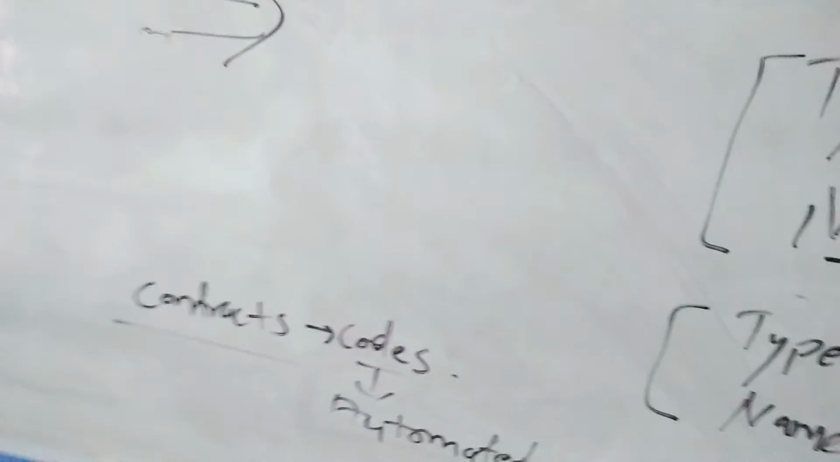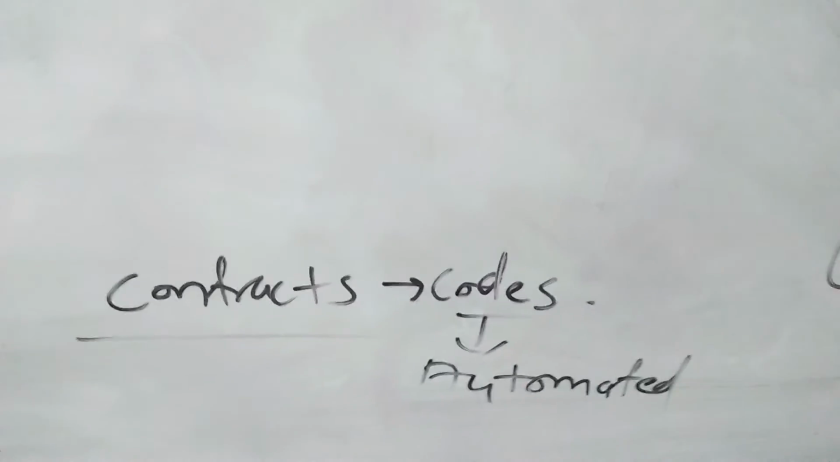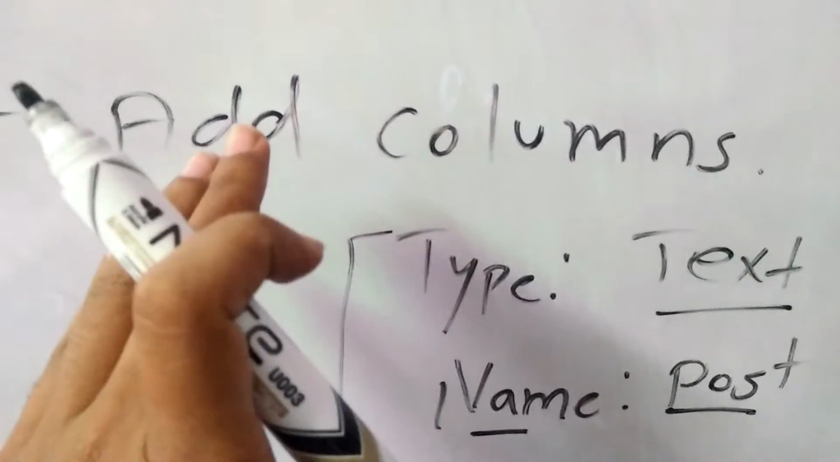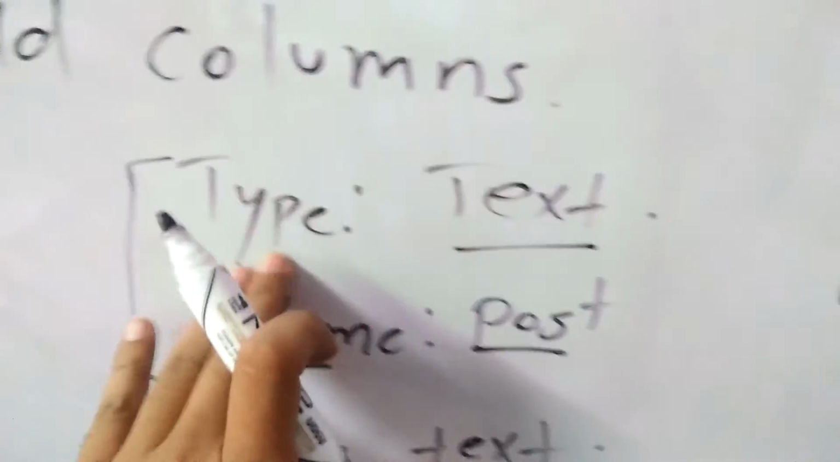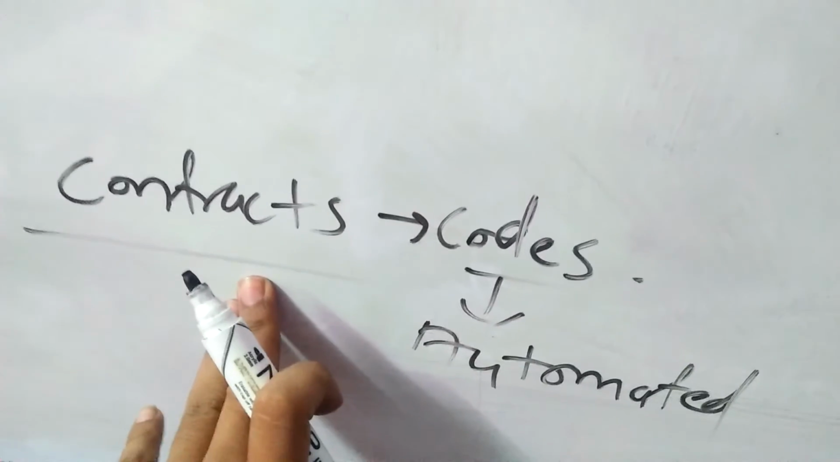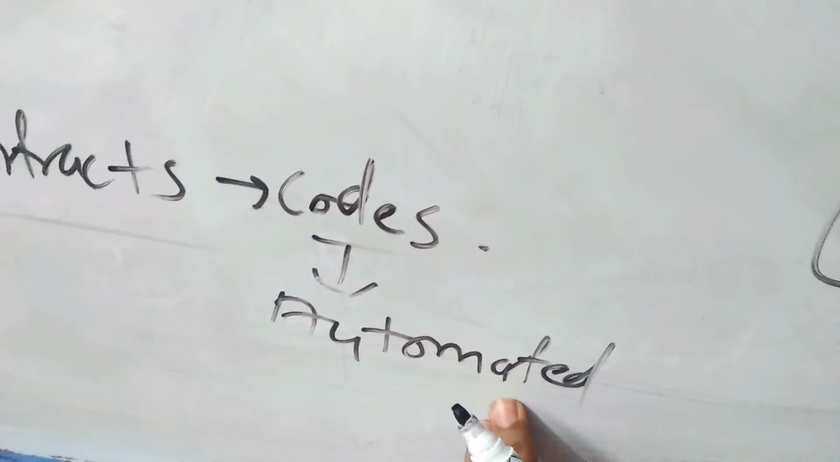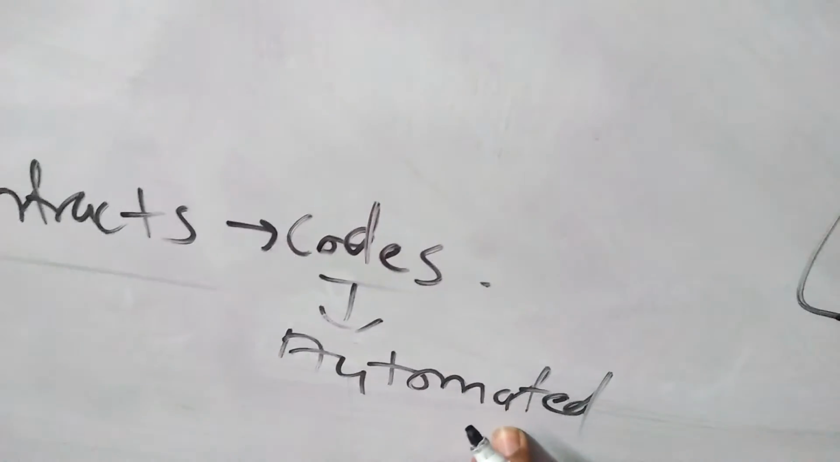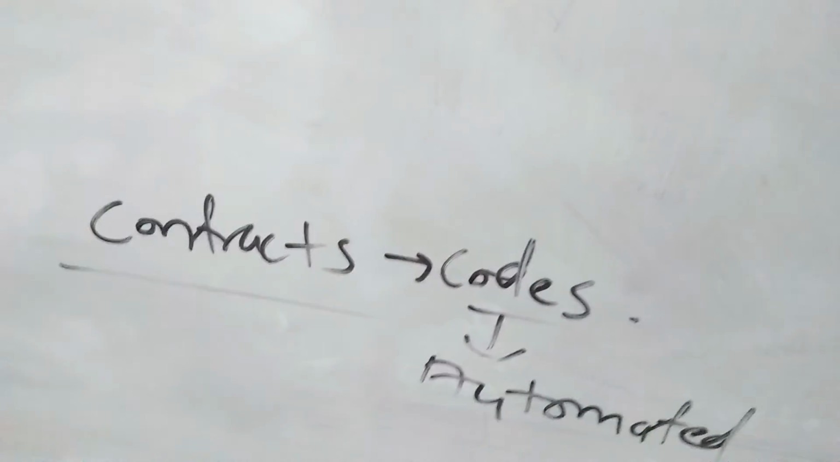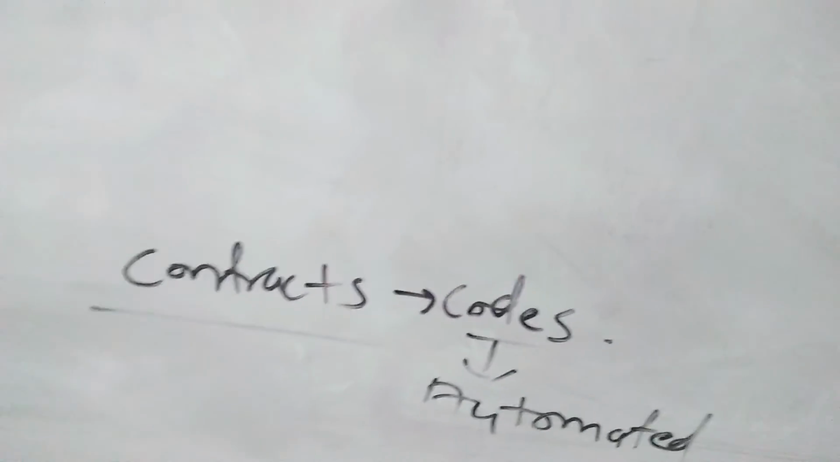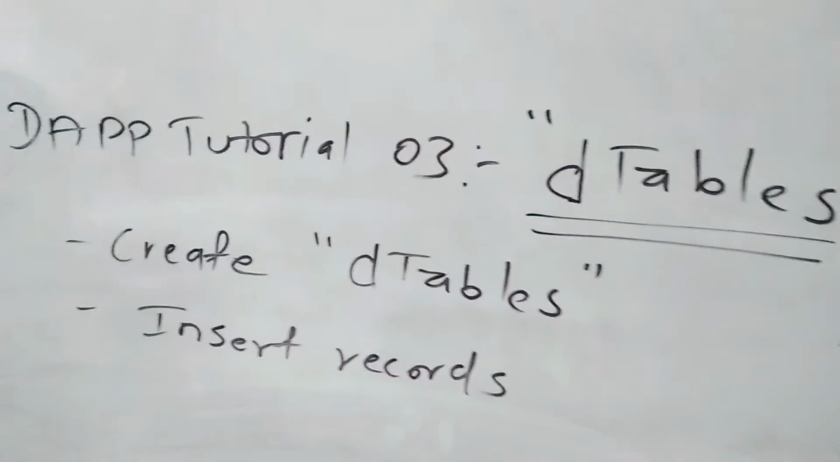So in Atra, in console.atra.io, when we create this table, after that we'll add columns, right? And with these three types, contracts will be created there, right? And the code for the contract will be automatically created. So we'll see that in the lab section of these dTables.